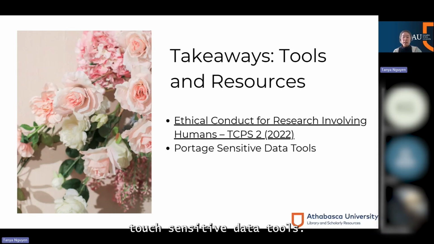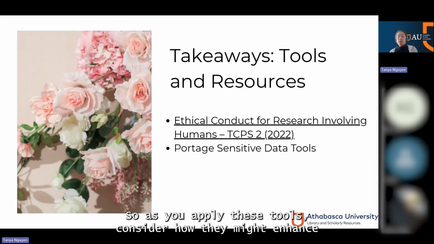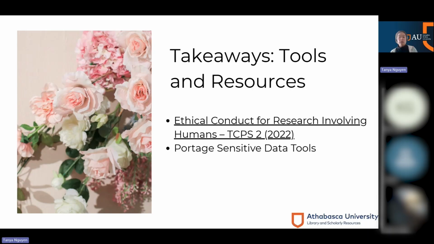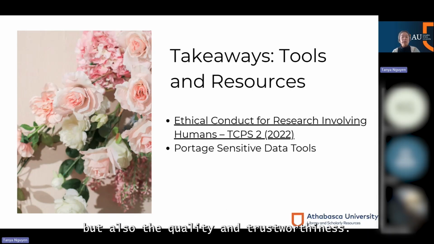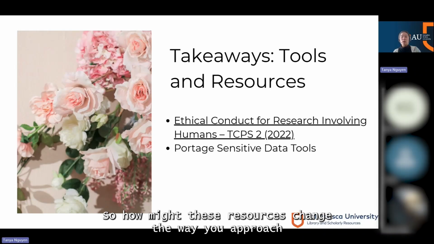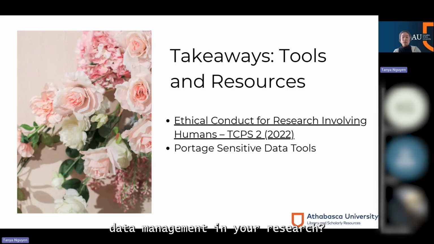Another tool is from Portage Sensitive Data Tools. These are designed to help you manage and secure sensitive data while complying with ethical requirements and protecting participant privacy. As you apply these tools, consider how they might enhance not only the ethical integrity of your project, but also the quality and trustworthiness. So how might these resources change the way you approach data management in your research?